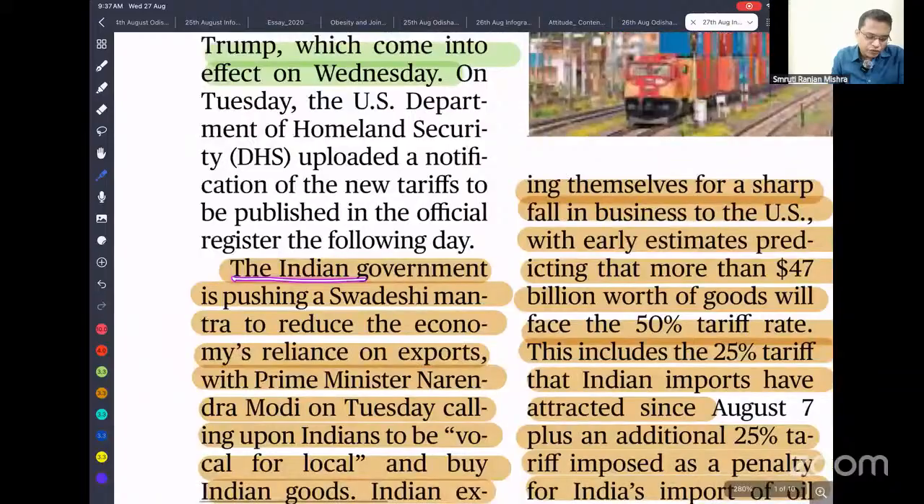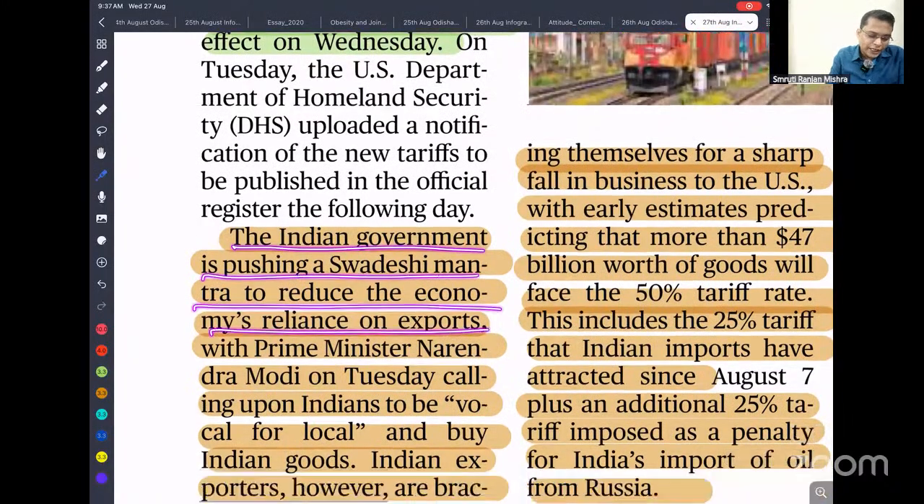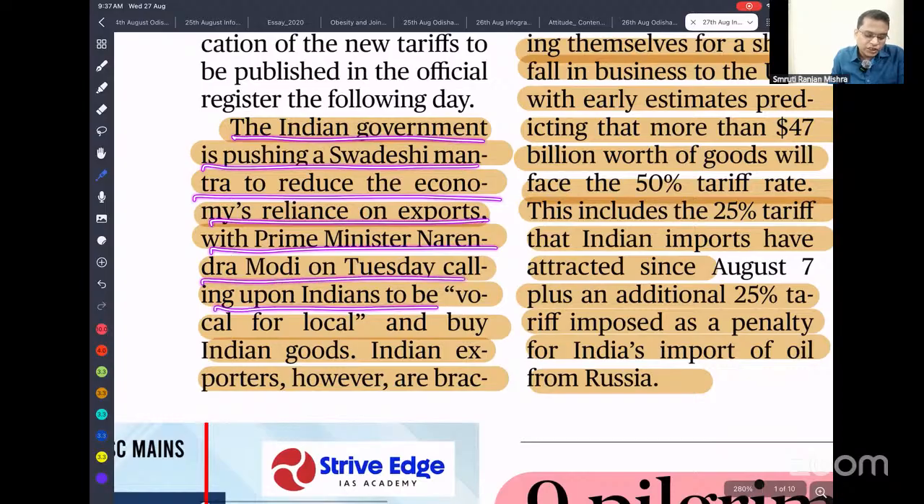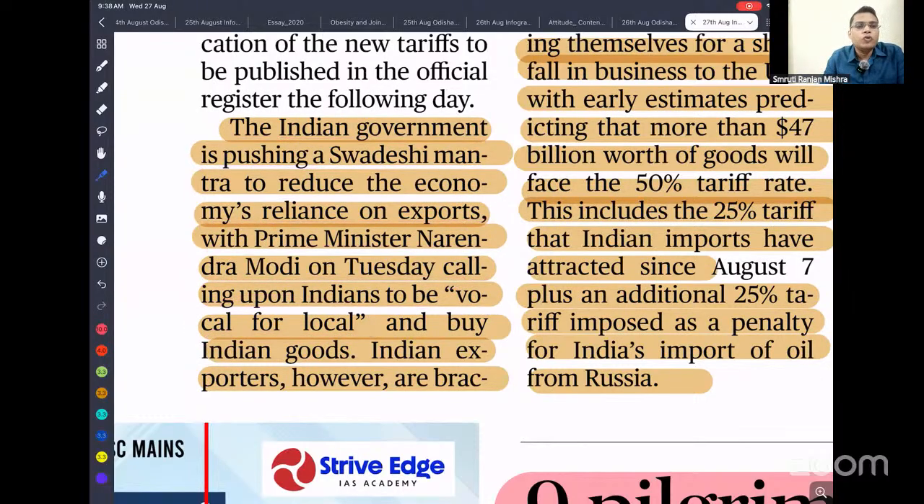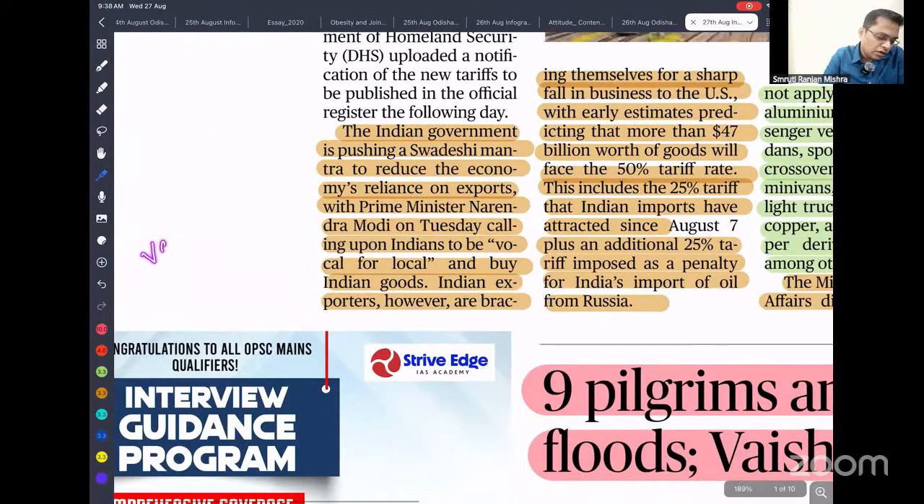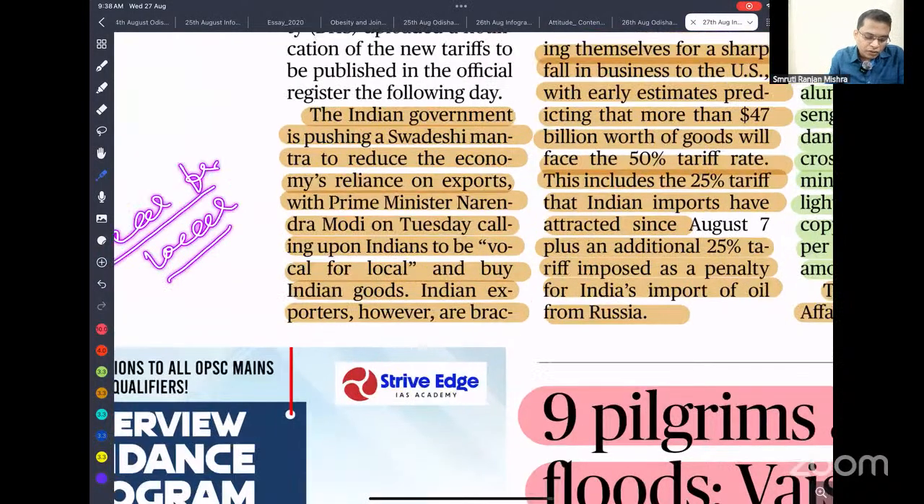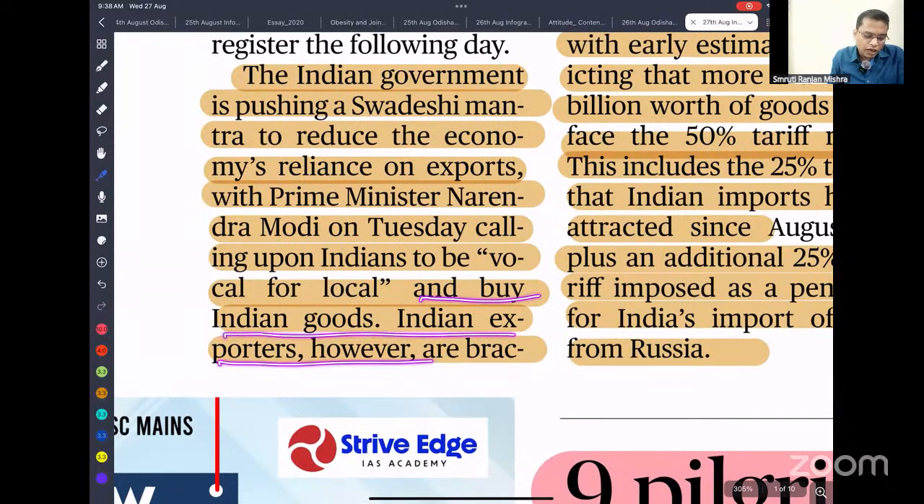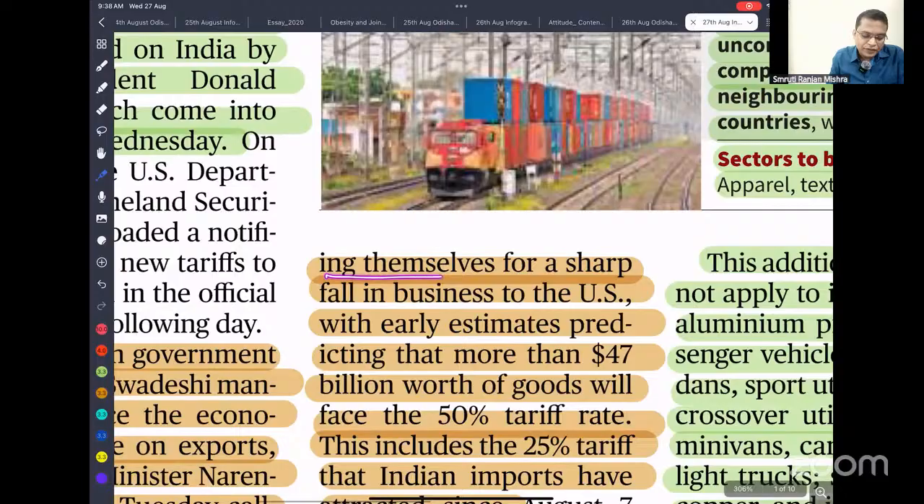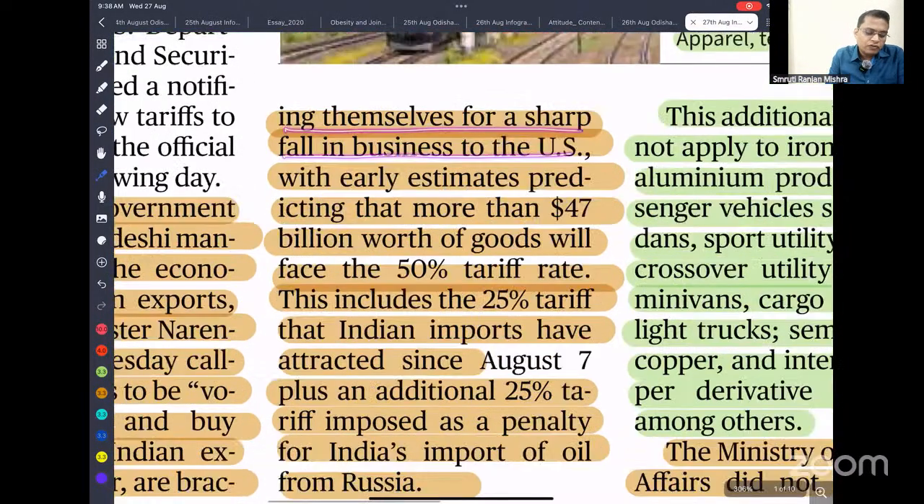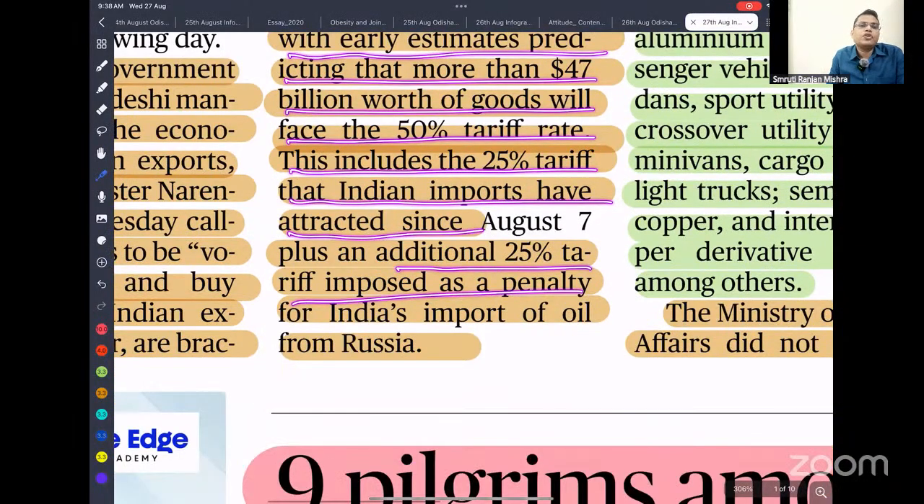The Indian government is pushing the Swadeshi mantra to reduce economic reliance on exports, with Prime Minister Narendra Modi calling upon Indians to be vocal for local and buy Indian goods. Indian exporters, however, are bracing themselves for a sharp fall in business to the USA, with early estimates predicting that 47 billion worth of goods will be affected, with a 50% tariff since August 27, which includes 25% of tariff because we are buying Russian oil.